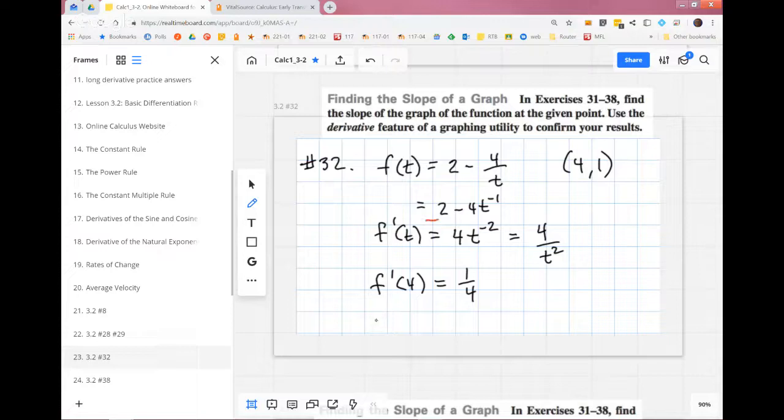Would you agree with this rewriting? So if you did 2 minus 4 over t, isn't that the same as 2 minus 4t to the negative 1 power? Yeah, it's just rewriting it. Now, take its derivative. Take the exponent, negative 1. Bring it out in front.